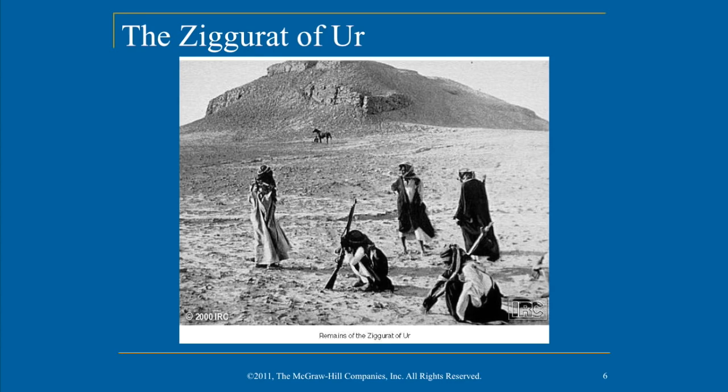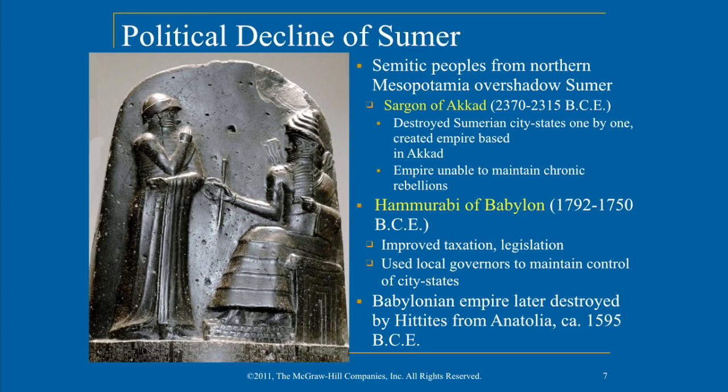Well, then we get to the political decline of Sumer. It rose very quickly and was very efficient with its irrigation system and its military. But we're going to get to a political decline. The Semitic peoples from northern Mesopotamia overshadow Sumer. For example, Sargon of Akkad destroyed the Sumerian city-states one by one and created an empire based in Akkad, and the empire was unable to maintain itself against chronic rebellions.